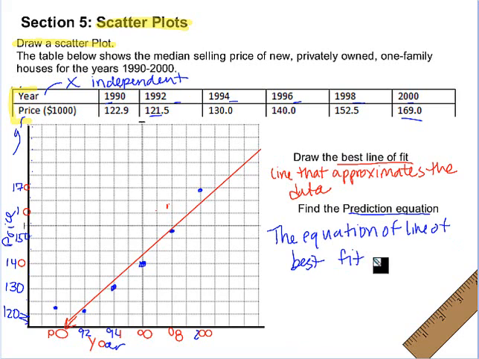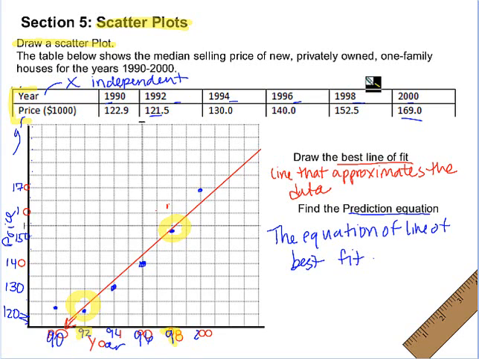Okay, so in order to find the prediction equation, you need to find the slope of the line. So you're going to take a look at your line and pick the 2 points that are closest to this line. So in this case, I would call it this point and this point: the year 1992 and the point from the year 1998. My labeling got a little messed up there, so I'm just going to fix that quick. So in the year 1998 and 1992.